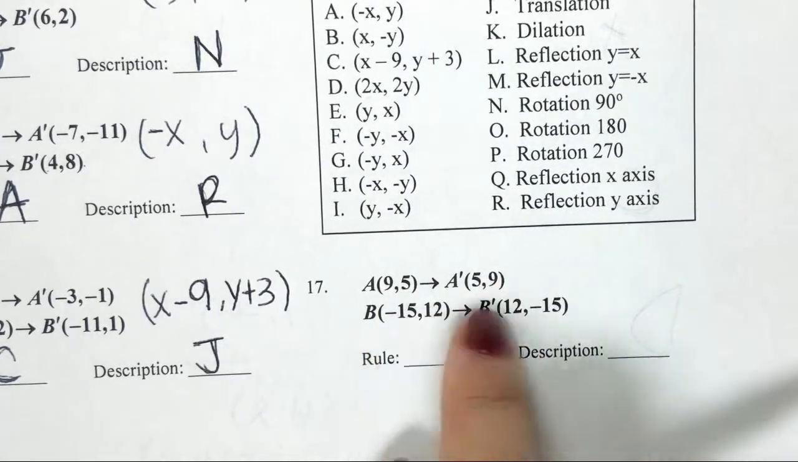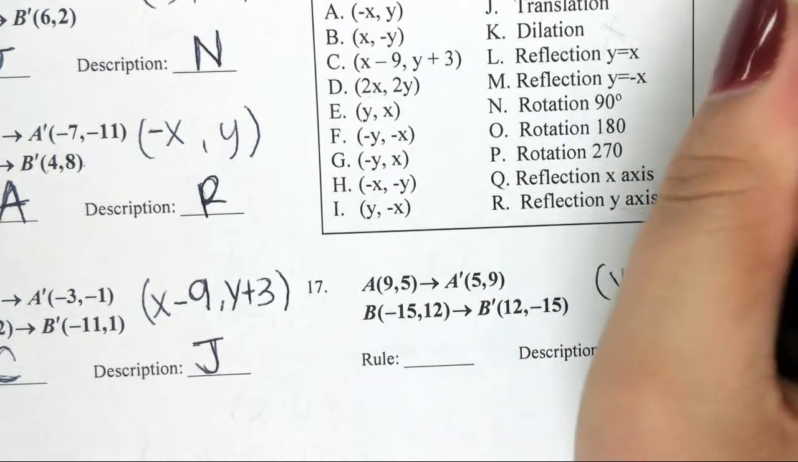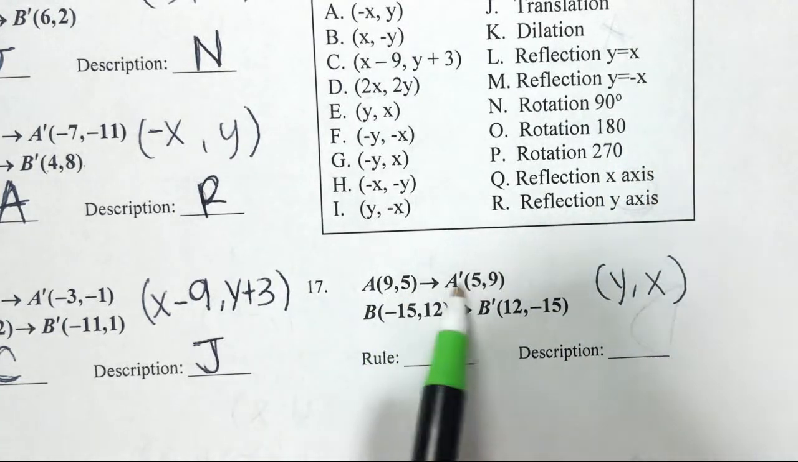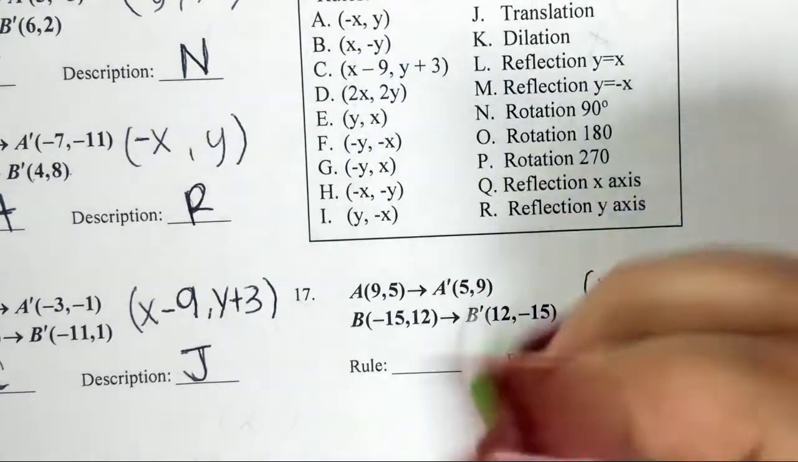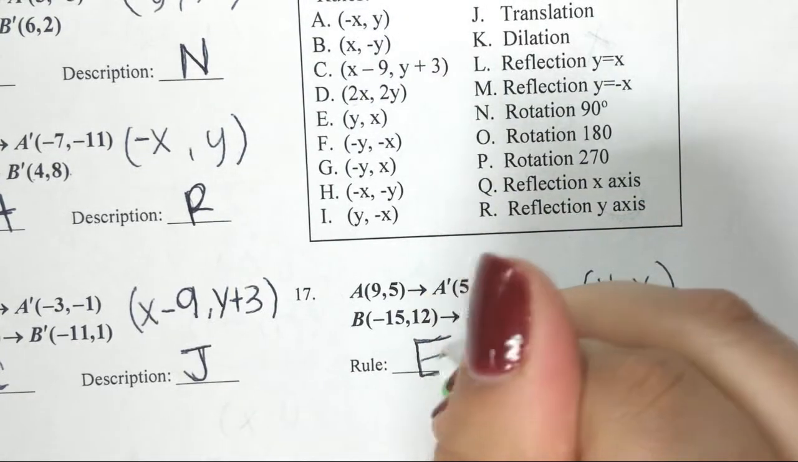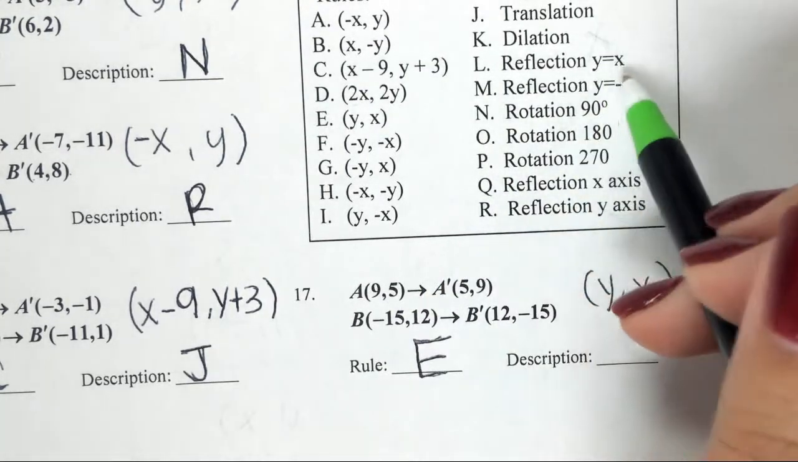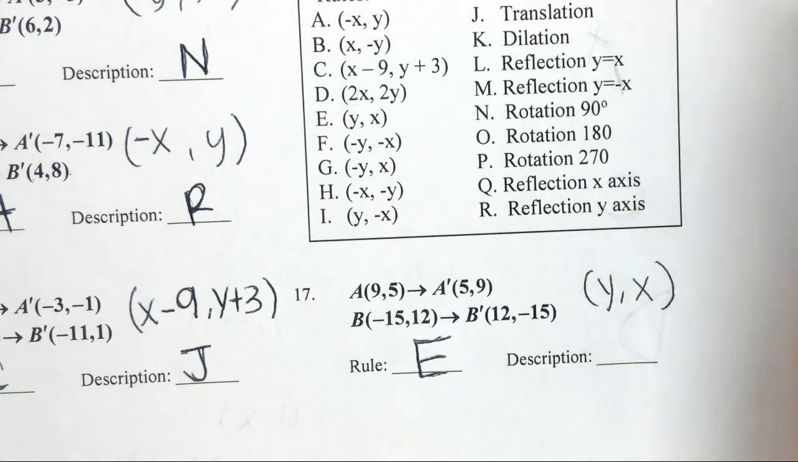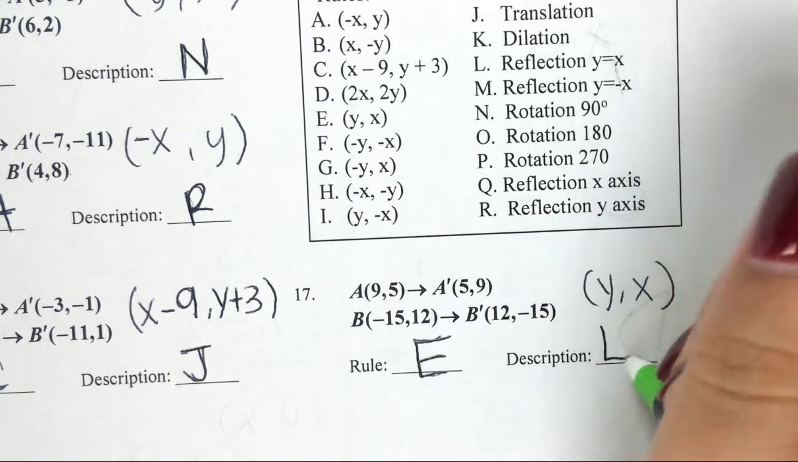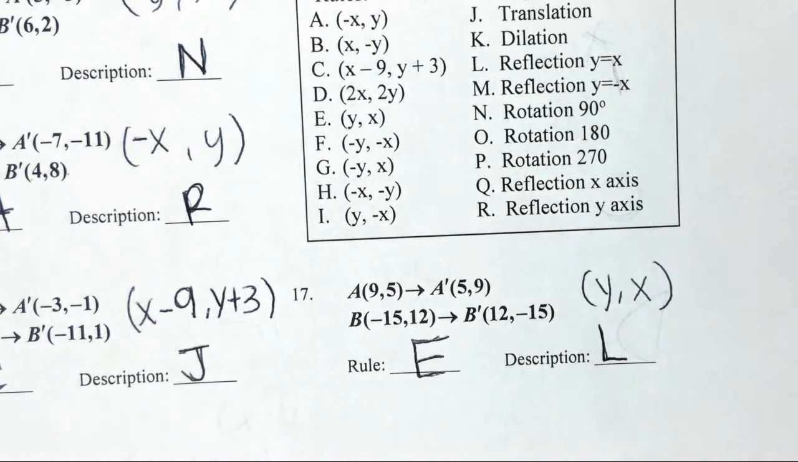And then over here, if I look, my x's and y's switched, and it's the same sign, so that would just be E, which is reflecting across. Make sure you don't go too fast and miss the negative. This is just reflecting across y equals x.